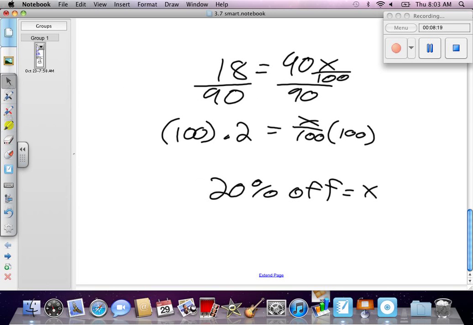Okay, so first we find out the difference between the sales price and the original price. And then we set that difference up as a percent, figuring out how much the percent is off.